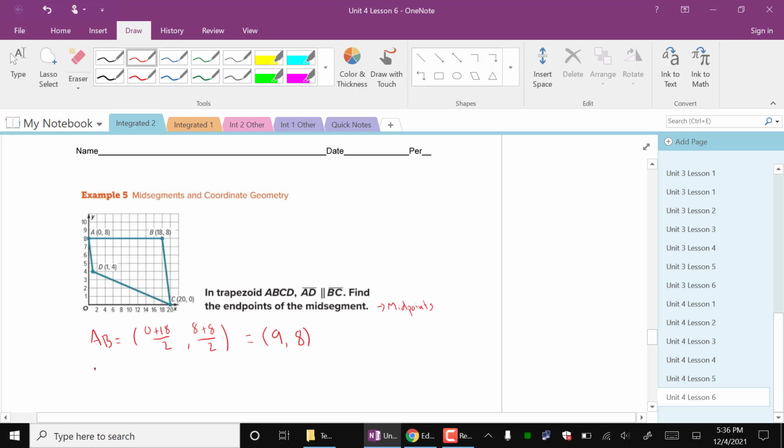And then the other side, DC, is going to be 1 plus 20 over 2, and then 4 plus 0 over 2. 1 plus 20 is 21, so it's going to give me 10.5. And then 4 plus 0 is 4. 4 divided by 2 is 2.